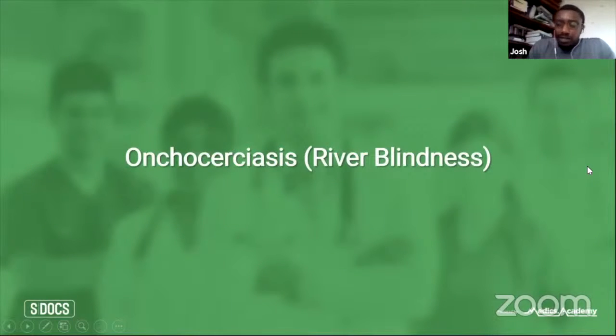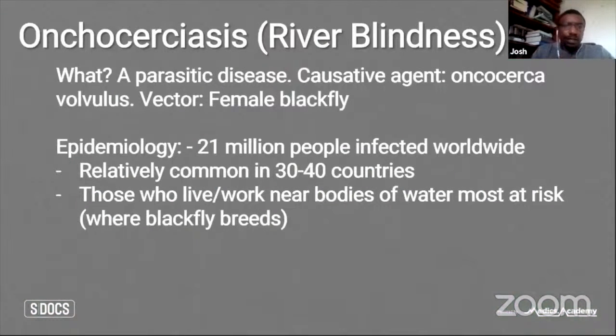So we'll start with onchocerciasis, or river blindness. What is onchocerciasis? It's a parasitic disease. The causative agent is Onchocerca volvulus, which is a parasite, and the vector is a female black fly, which spreads the parasite by biting other humans. The parasite then comes into the tissue or bloodstream, but certainly once the parasite's inside the body, it lays multiple offspring, and they travel in the bloodstream to where they're going to cause lots of issues, but we're going to be focusing on the eyes today.